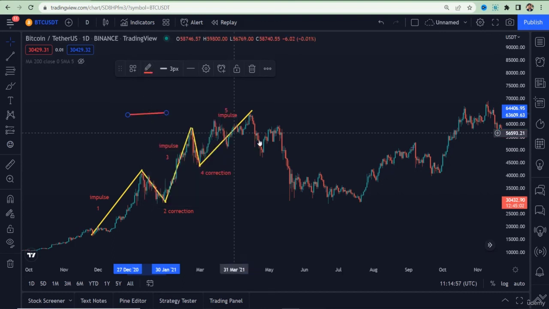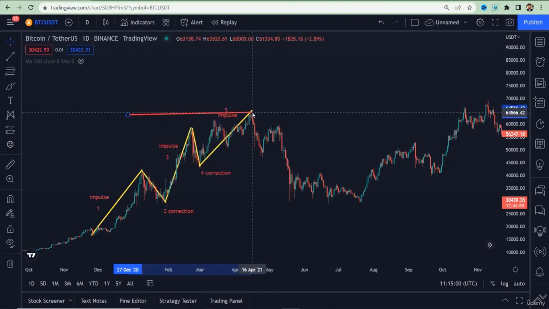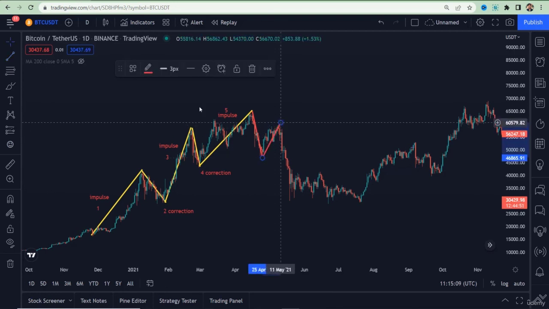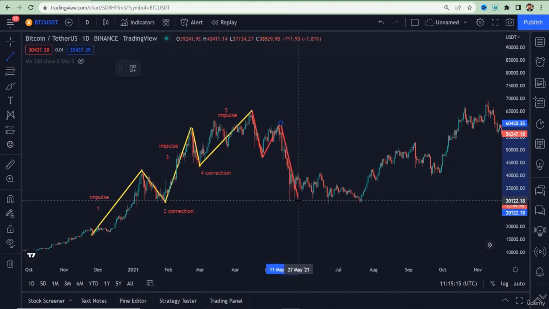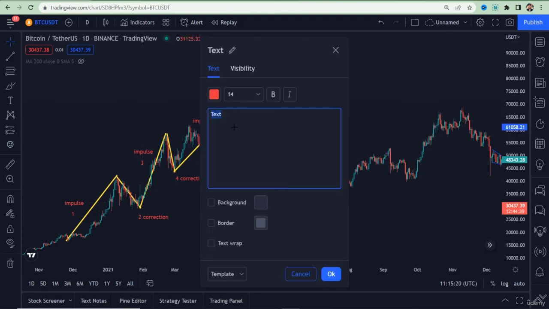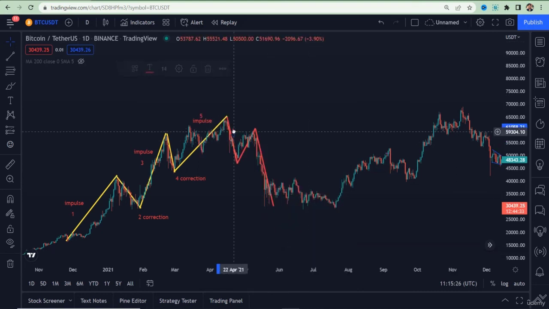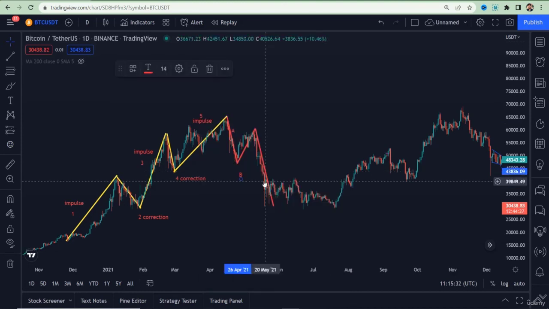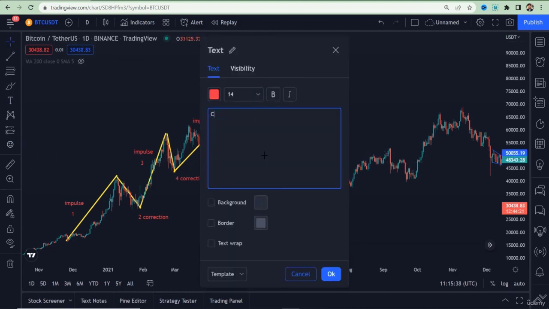Okay, now we're gonna talk about the corrective waves. There you go. Right after the 5th impulse completed, you got this A wave, and you got this B, and then there was this C wave right here. Let's write capital A. Thanks to Mr. Elliott for making this theory and making our lives easier. It would have really been hard if we did not find these Elliott waves.